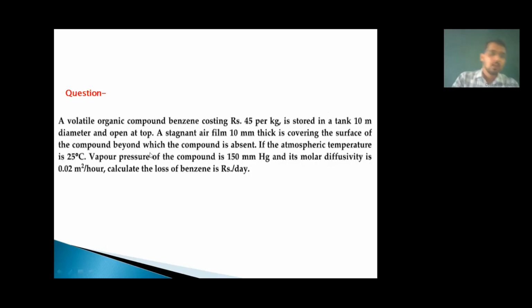The next numerical: the volatile organic compound benzene, costing rupees 45 per kg, is stored in a tank 10 meter diameter and open at the top. A stagnant air film 10 mm thick is covering the surface of the compound, beyond which the compound is absent. Here also a stagnant air film is available and the organic compound is moving. The atmospheric temperature is 25 degrees Celsius, the vapor pressure of the compound is 150 mmHg, and its molecular diffusivity is 0.02 meter square per hour. We have to calculate the loss of benzene in rupees per day.